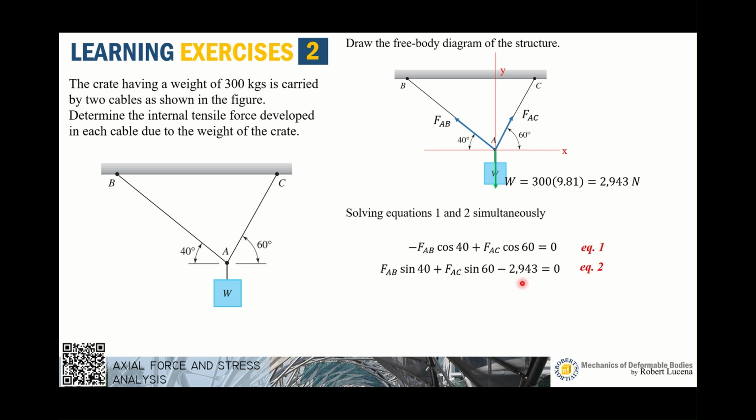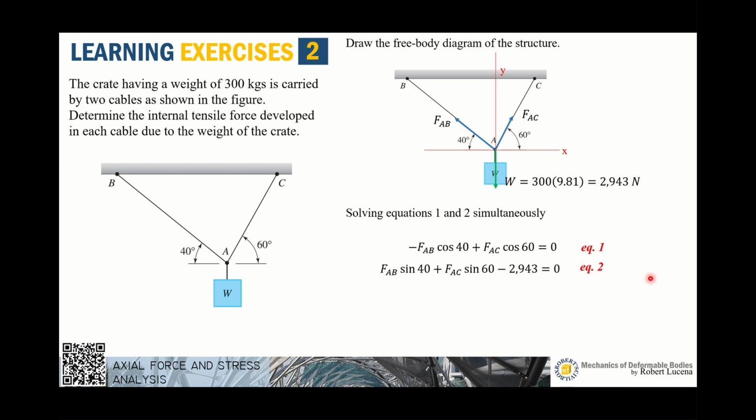So let's recall the two equations. We have equation 1 and equation 2. You can press that in your calculator. Some scientific calculators have the option of solving two equations, but you can also do it by expressing FAB in terms of FAC and then substituting this into equation 2. So the method is up to you, whether you use manual calculation or your calculator.